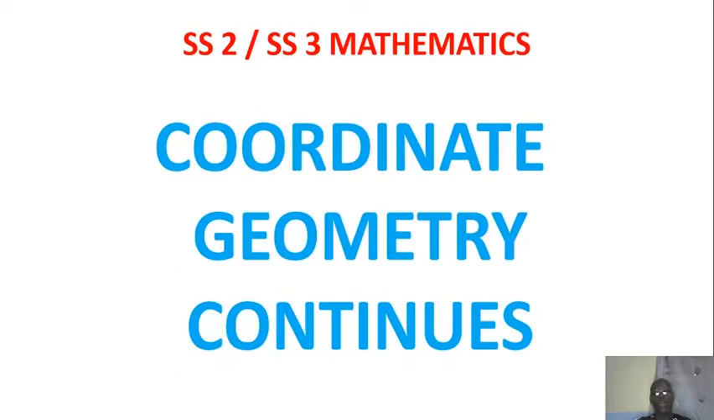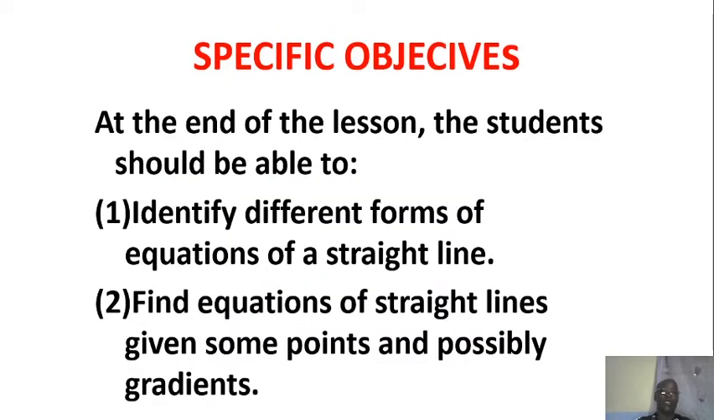Today, we are continuing our coordinate geometry. Specific objective. At the end of the lesson, the students should be able to identify different forms of equations of straight line, then find the equation of a straight line given some points and possibly the gradient.